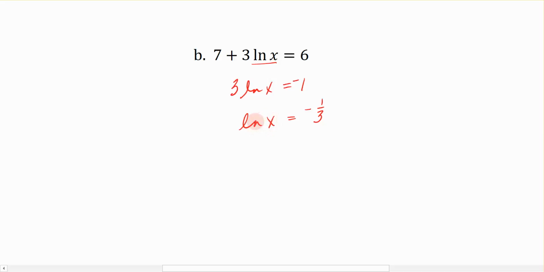Now that I have my natural log, or my log portion, by itself, I can use the definition of logs to rewrite this in its exponential form. So this is a base e, because the natural log is log base e, raised to the negative 1/3 power equal to the argument of x. And that's it. That's all we had to do. This is the exact answer, and if I wanted to put that into my calculator, I could find out the approximate answer on this one.